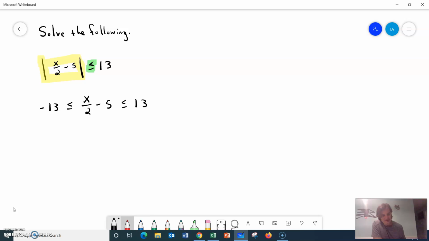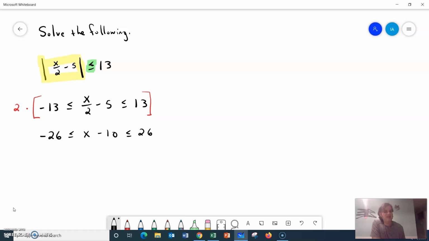And you can solve this many ways. It may not make a big difference to you, but if I have fractions anywhere, I like to get rid of those. So I'm going to multiply everything by 2, since the only denominator I have is 2. So that'll be 2 times negative 13, which will be negative 26. That'll be less than or equal to 2 times x over 2. The 2's would cancel out, so just be x. 2 times negative 5 will be negative 10. And then that'll be less than or equal to 2 times 13, which is 26.